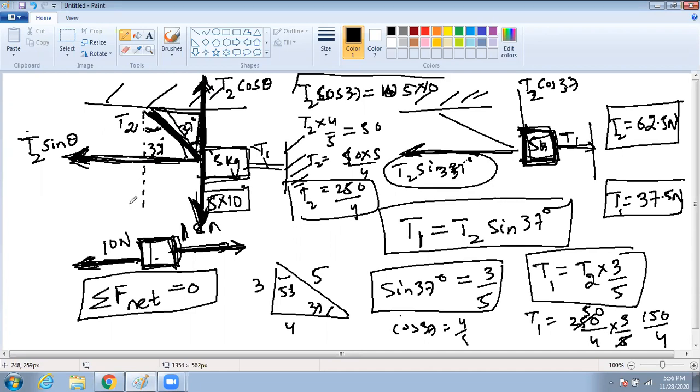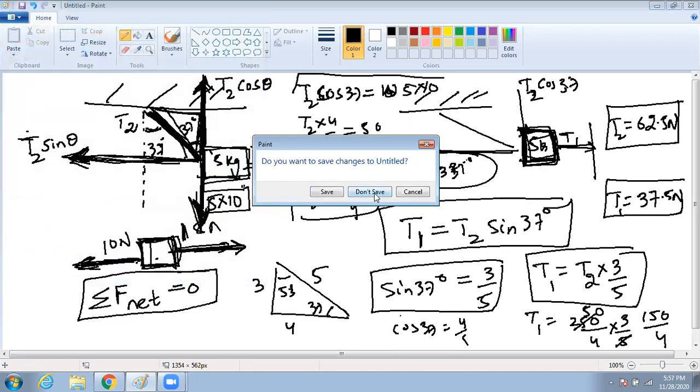Sir, my doubt is, can you mark where the tension acts, sir, exactly? Your voice is not clear, Pritham. There is some distortion. Sir, now is it clear? Yeah, now clear. Tell me. I asked whether you can mark where the T2 exactly acts. Okay, wait. Let me redraw and you will understand.